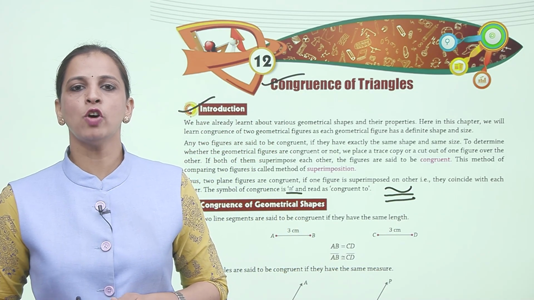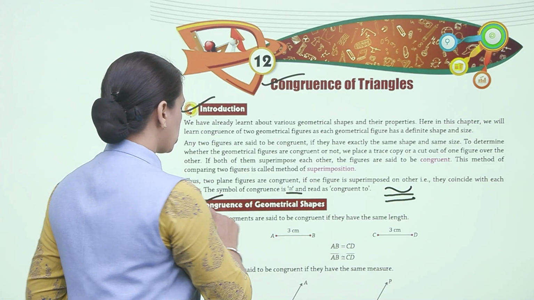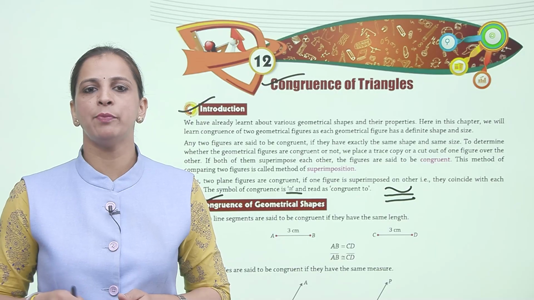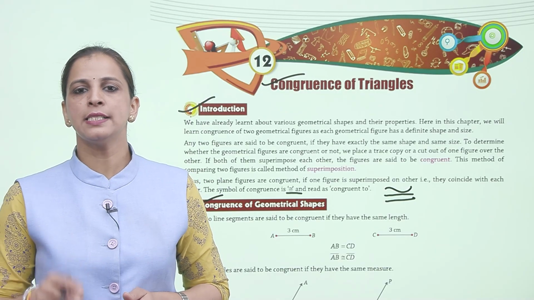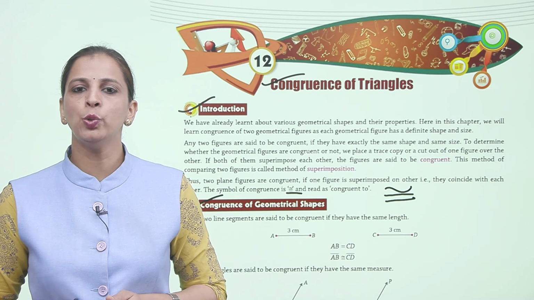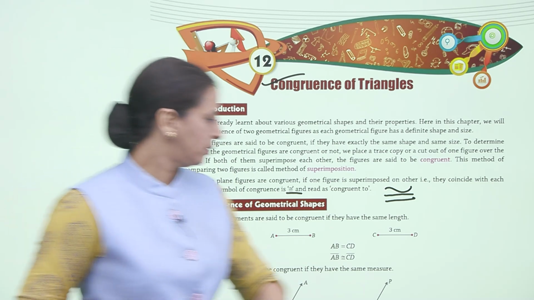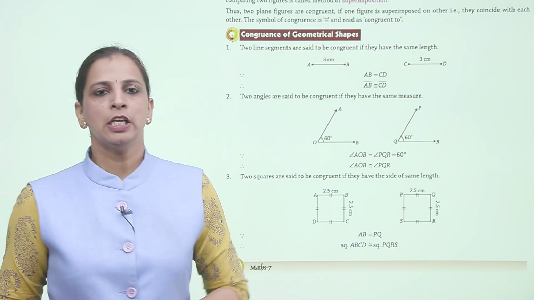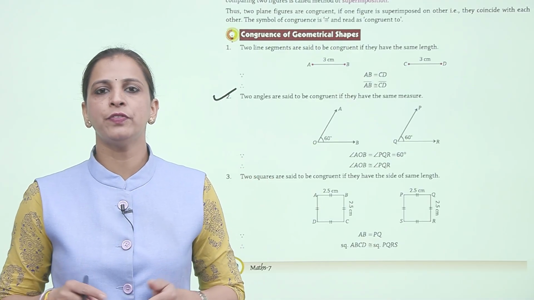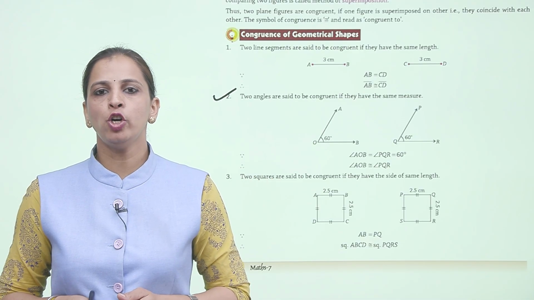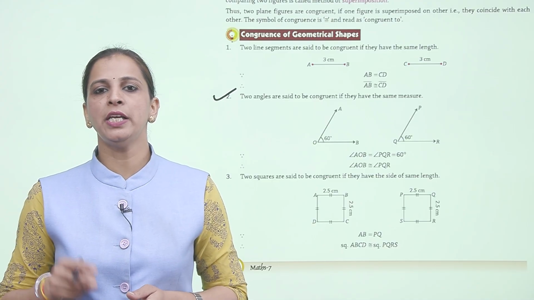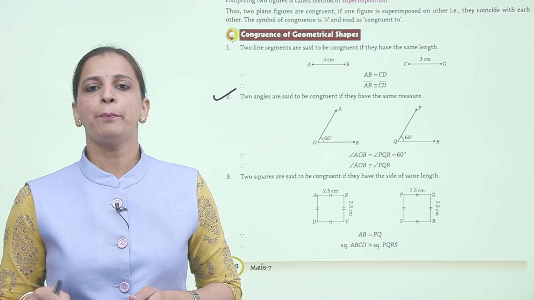Now, congruence of geometrical shapes. First, two line segments are said to be congruent if they have the same length. AB 3 cm, CD 3 cm. So, line segment AB is congruent to line segment CD. Now, second, two angles are said to be congruent if they have the same measure. Angle AOB is equal to angle PQR is equal to 60 degrees. So, angle AOB is congruent to angle PQR.